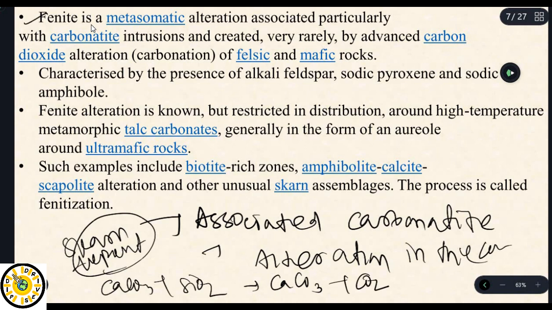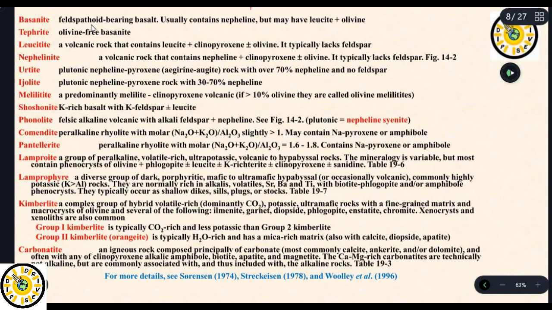Okay. So this is the same composition in different types of rock. Basanite is the feldspathoid-bearing basalt, usually containing nepheline, but it may also have some leucite, a little amount of leucite you can find. Olivine is also there. Tephrite, olivine-rich basanite, will be the tephrite. This is really important. And lamproid, lamprophyre.